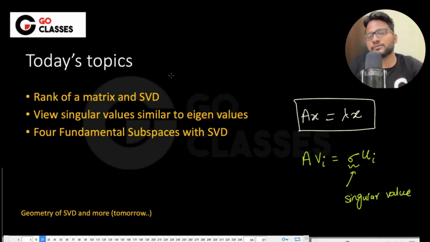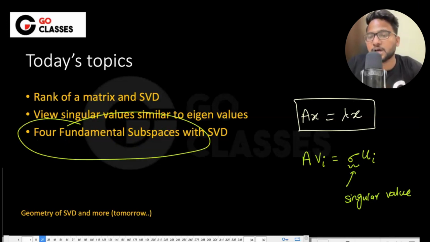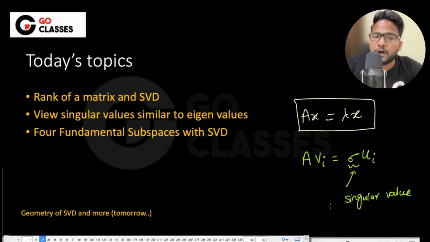Okay, and then we will see what are the relations of four fundamental subspaces with SVD, and how we can find out the basis of four fundamental subspaces of a matrix using SVD. Okay, and then tomorrow we will see some more topics like geometry of SVD and a little more, but we will see this tomorrow. Okay, so let's just get started with the SVD again.